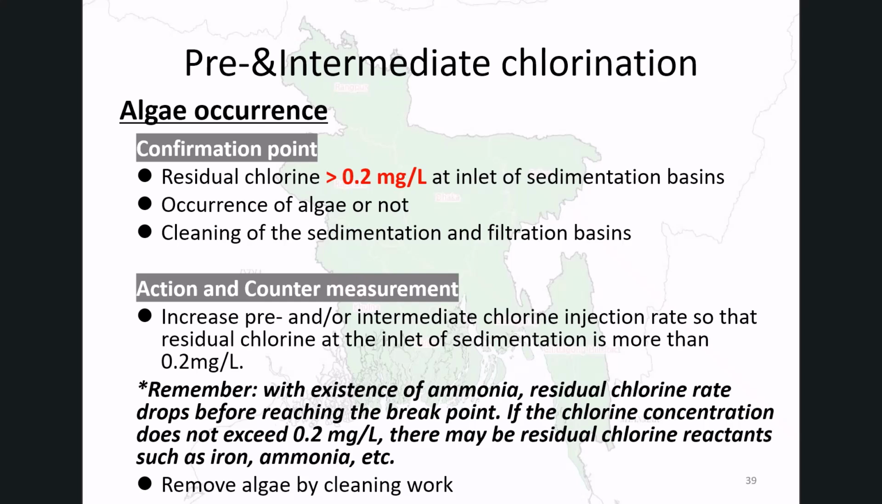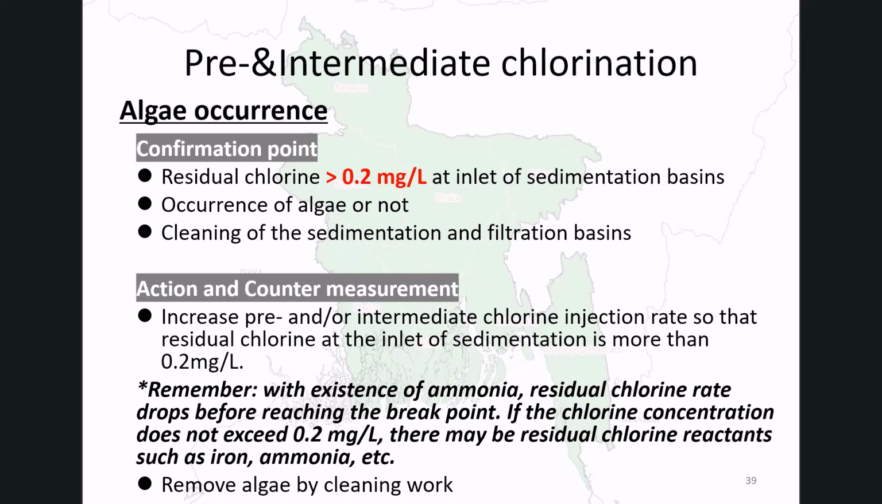And if the data do not satisfy those criteria, what action and countermeasures have to be taken? If residual chlorine is insufficient, pre-chlorination or intermediate chlorination dosage should be increased so that at least 0.2 milligrams per liter remains at the sedimentation inlet. A very important point is mentioned.